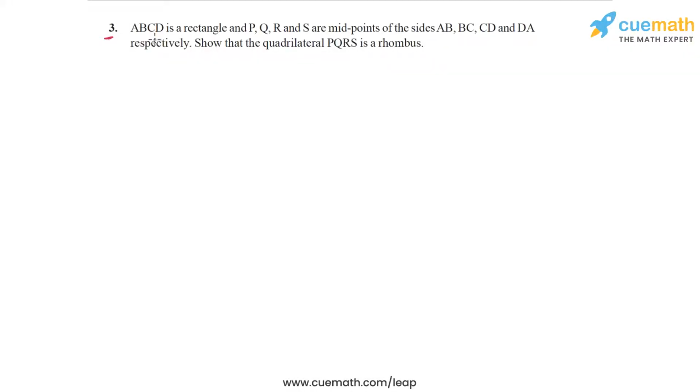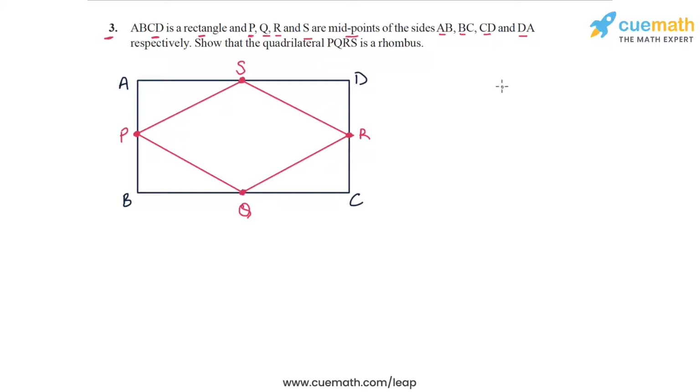Question 3 says that ABCD is a rectangle and P, Q, R, S are the midpoints of the sides of the rectangle AB, BC, CD and DA. So here's a figure I've drawn for you. ABCD is a rectangle. You can see that P, Q, R, S are the midpoints of the sides of this rectangle and they are joined. And we have to show that the quadrilateral formed, PQRS, is a rhombus. So this is kind of similar to question 2 of this exercise.